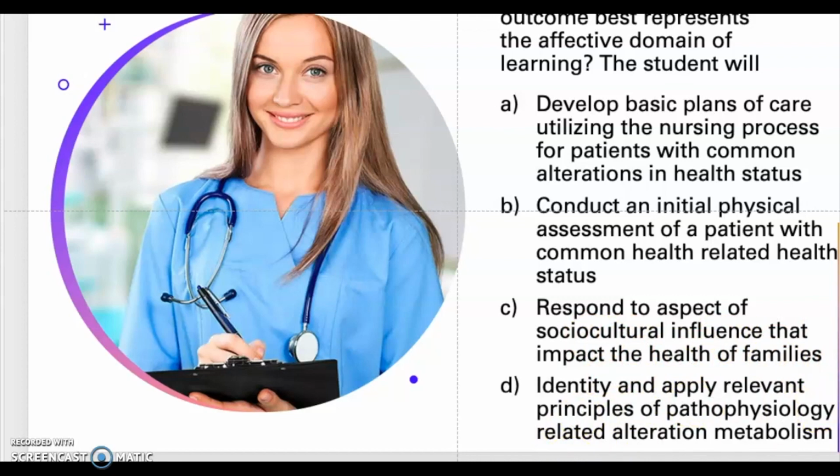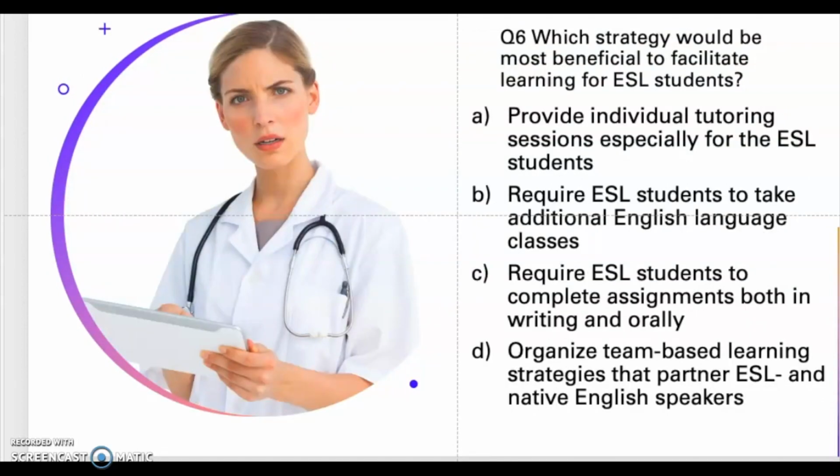So the correct answer for this question is C, respond to aspects of sociocultural influence. Remember, the affective domain of learning has to do with your feelings, how you feel about what you're learning. You might have thoughts about how you feel about what you're learning. Not everybody feels a certain way.